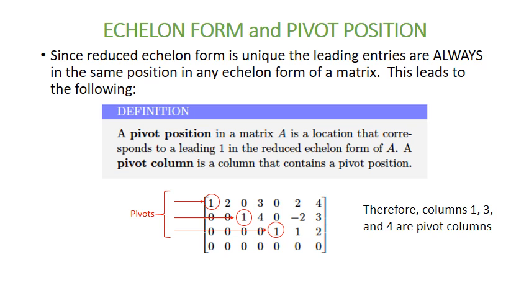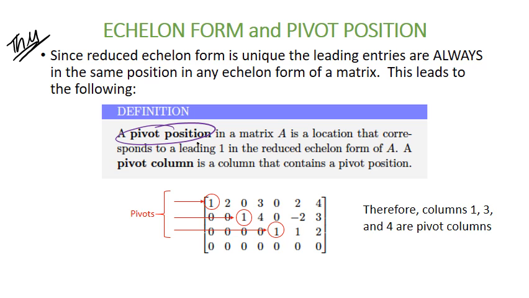This is an important slide because it talks about a theorem here. I think it's theorem 1. But since reduced echelon form is unique and the leading entries are always in the same position, this leads to the definition of a pivot position. And a pivot position is wherever there is a leading 1 in the reduced echelon form.